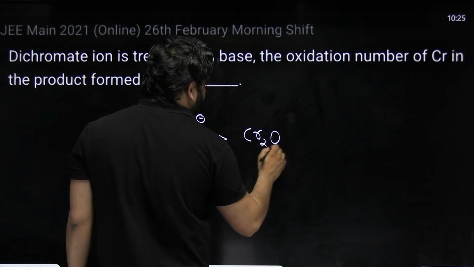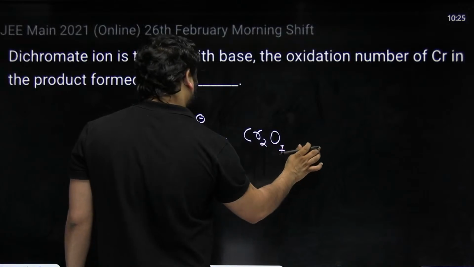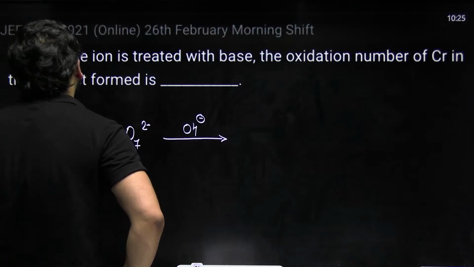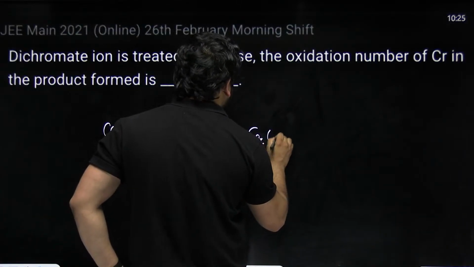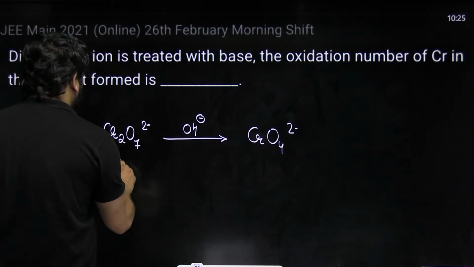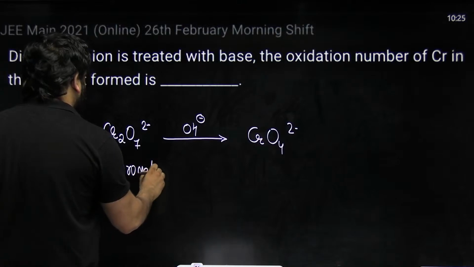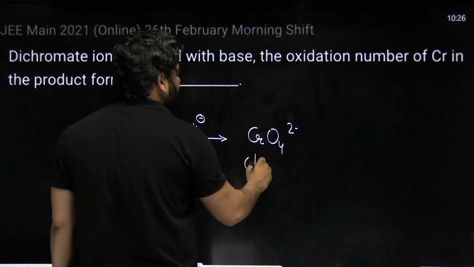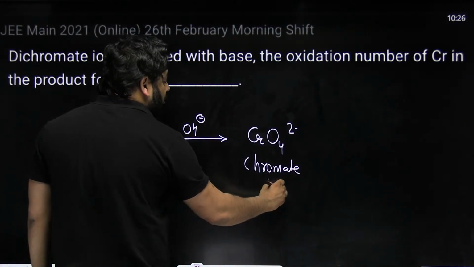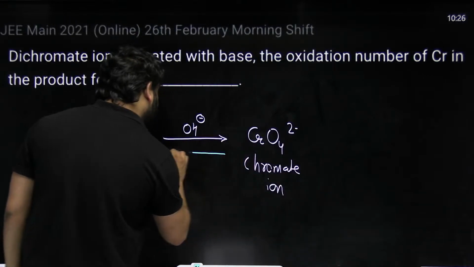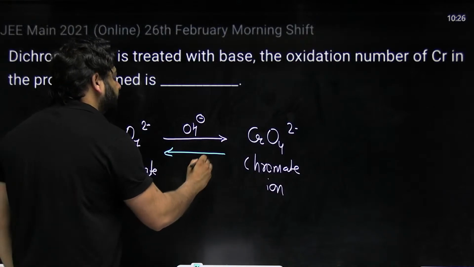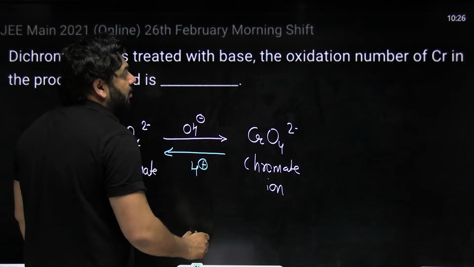Cr2O7 2- is called dichromate ion, and CrO4 2- is called chromate ion. So chromate ion, when subjected to acidic condition, gives you dichromate ion. And similarly, a dichromate ion in basic conditions gives you chromate ion. Now, what is the question that has been asked?